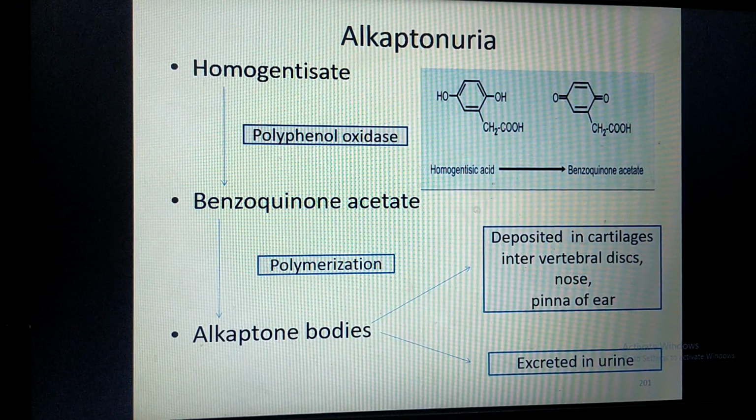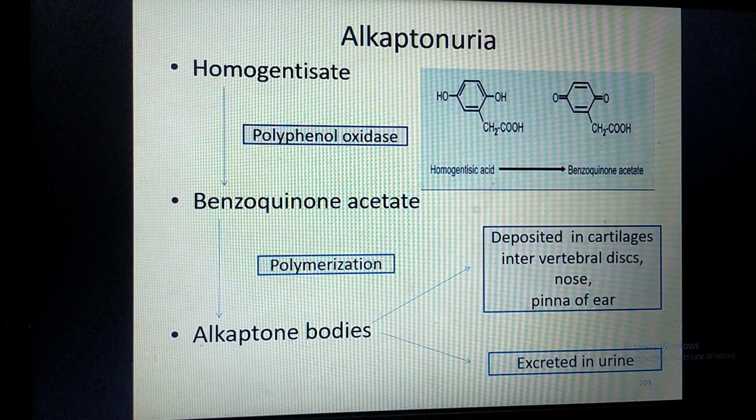Now this homogentisic acid enters the alternate pathway, where the enzyme polyphenol oxidase converts it into benzoquinone acetate. Now this benzoquinone acetate gets polymerized to form alkaptone bodies. These alkaptone bodies may get deposited in various cartilages in the body, like vertebral disc, nose, pinna of ear, and the majority of them are excreted into the urine.